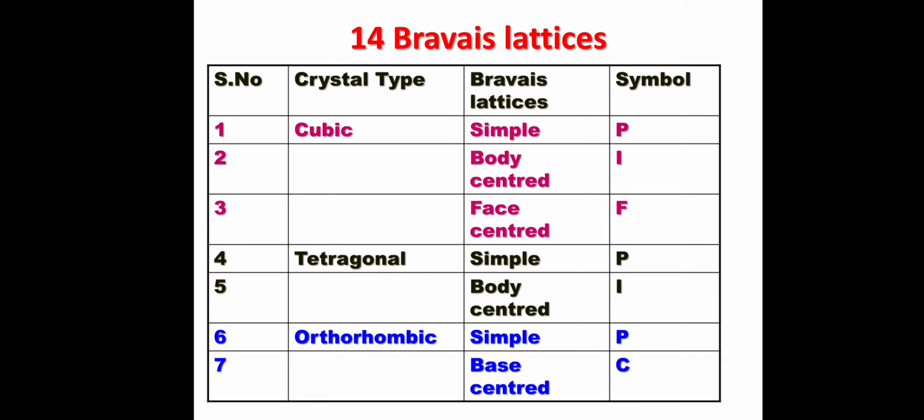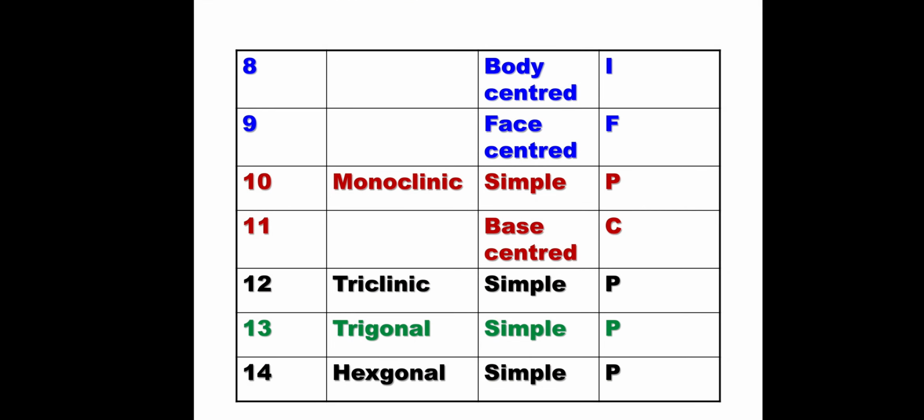Okay. So non-primitive is represented with a different notation. So orthorhombic: simple, base centered, body centered, and face centered. So four Bravais lattices will be there. Whereas for monoclinic, two Bravais lattices, simple and base centered. For triclinic, trigonal, hexagonal, they contain simple. So in total 14 Bravais lattices are there. So seven crystal systems and 14 Bravais lattices.